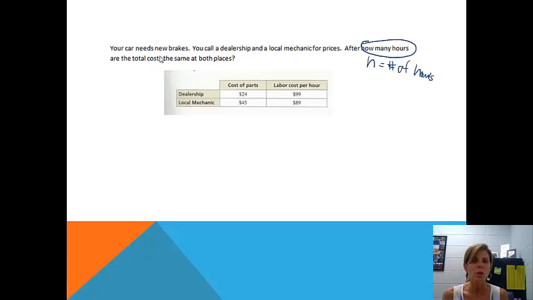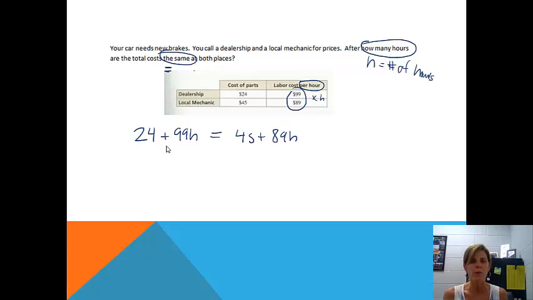And then it says the total costs are the same. Well, if the total costs are the same, the two costs will equal each other. So I'm going to do similar to how we did at the player banquet problem. This one is the labor cost per hour, so these are the numbers that are going to get multiplied by the h. The cost of the parts is just like a fixed cost. So the dealership is going to cost me $24 plus 99h, because it's going to cost 99 times the number of hours. And then the local mechanic is going to charge $45 plus 89 times h. And then we want to know where the total costs are the same, so we will set those two equal to each other.